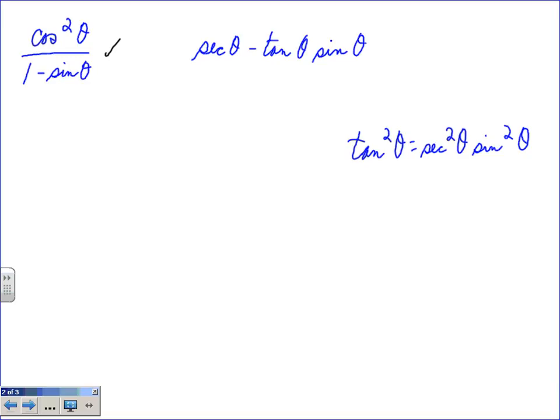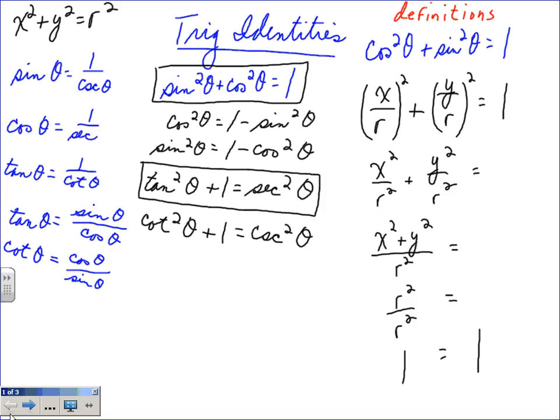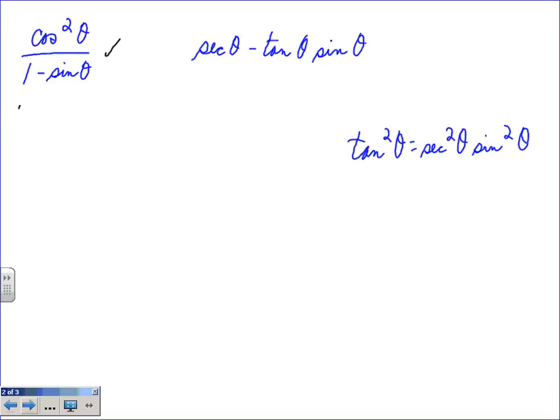All right. Well, by what I've just learned, cosine squared is 1 minus sine squared. Cosine squared is 1 minus sine squared over 1 minus sine. We're almost done. Can I reduce that? The answer is yes, you can. This can be reduced. How do you reduce it?